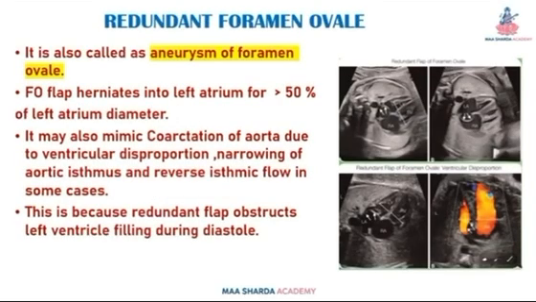Redundant foramen ovale is also called aneurysm of foramen ovale. Foramen ovale flap herniates into left atrium for more than 50% of left atrium diameter. It may also mimic coarctation of aorta due to ventricular disproportion, narrowing of aortic isthmus, and reverse isthmic flow in some cases. This is because redundant flap obstructs left ventricle filling during the diastole.